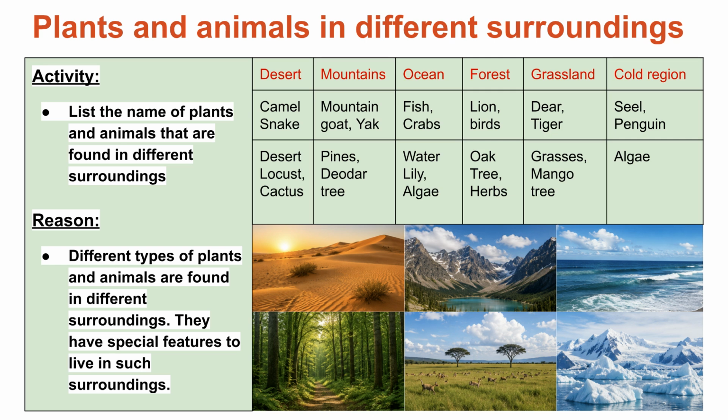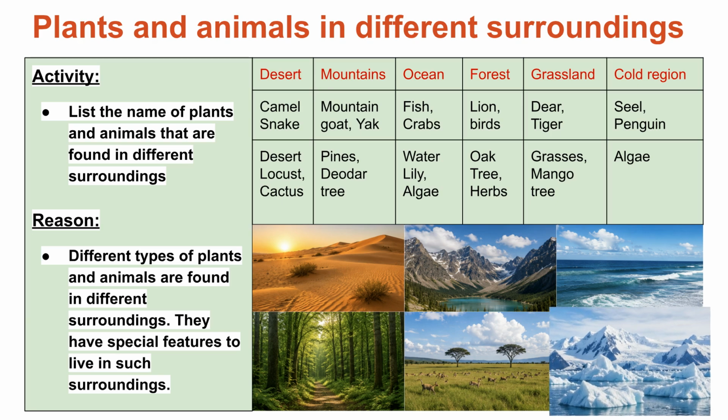And as you can see in the following table, which is given as an exercise in your textbook, we see that in desert we generally find camel and the cactus plant, which are not found in cold region where we find seal or penguins and some algae. So from this activity, we can understand that different types of plants and animals are found in different surroundings. And why is it so? Because they have body features that make it easy to live in those places.